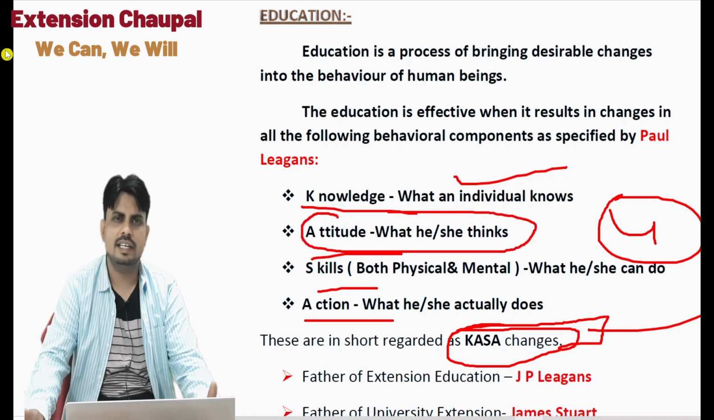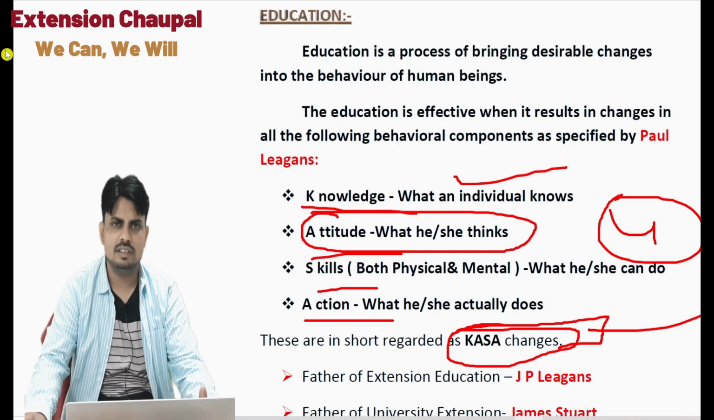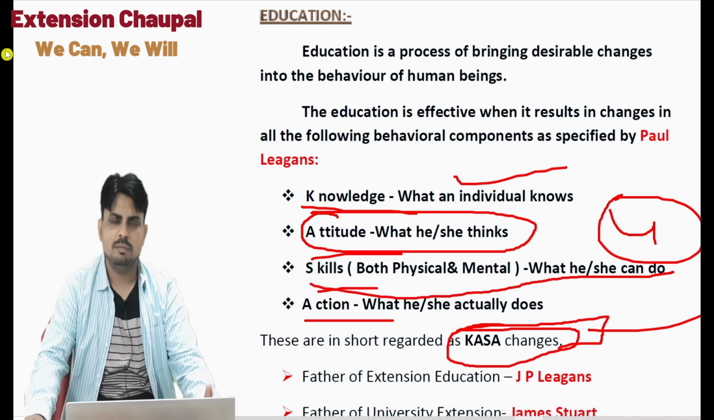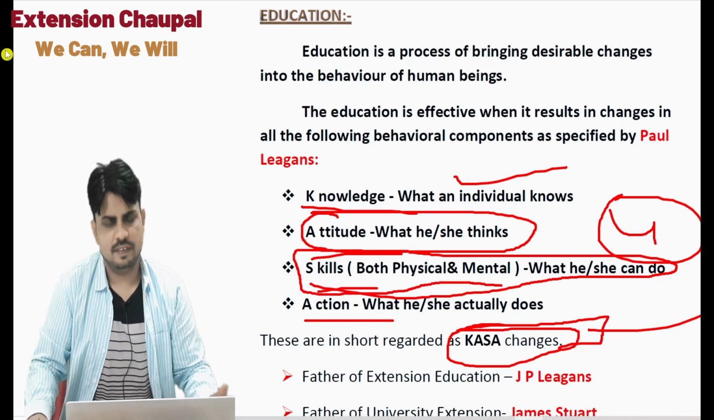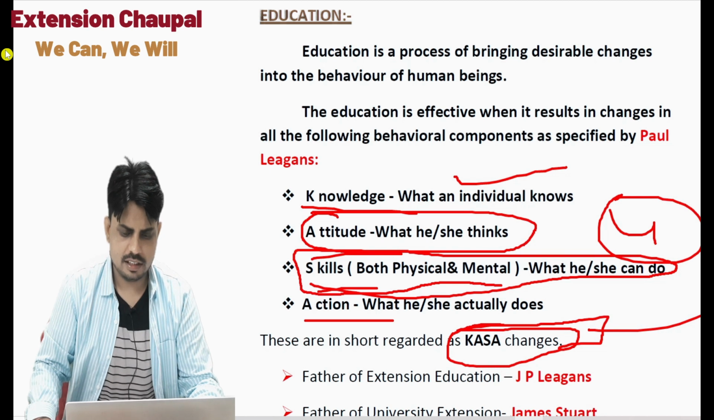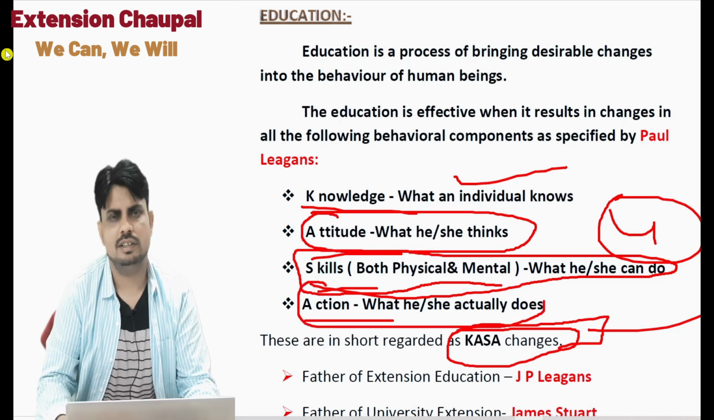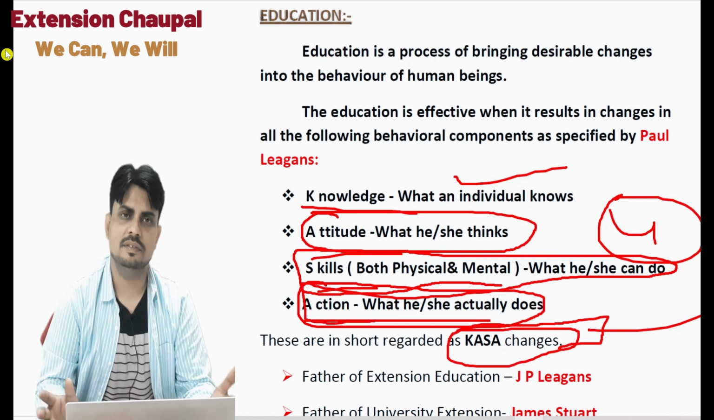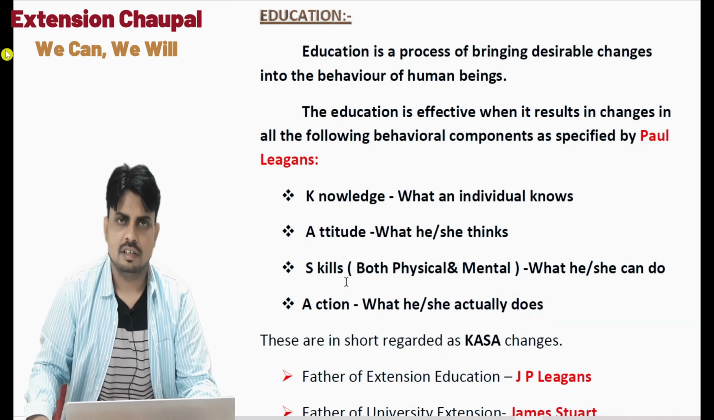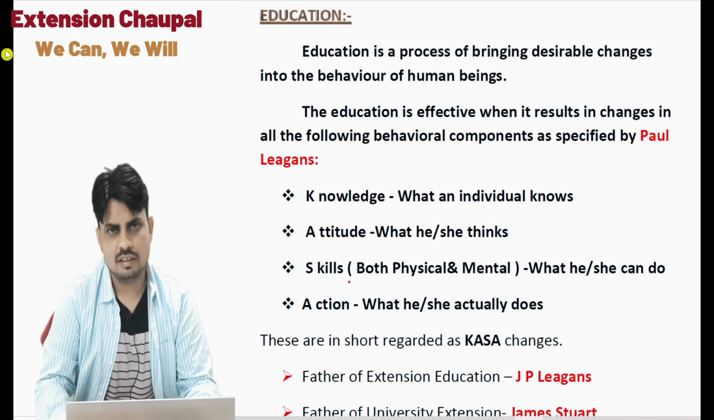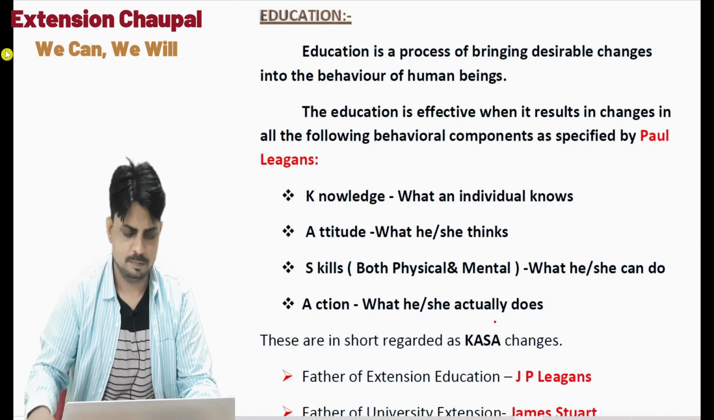Knowledge means how much an individual knows, how much information he has stored. That is known as knowledge. Next is attitude. Attitude is the thinking process of that particular individual. It can be positive, it can be negative. In other words, attitude may be favorable or unfavorable. Skills means what he can do; simply, it is the ability of an individual to do something. And the last one is action, which means what he actually does in his life.